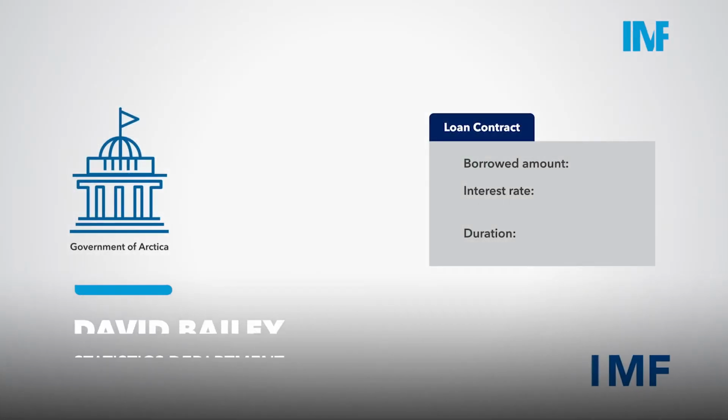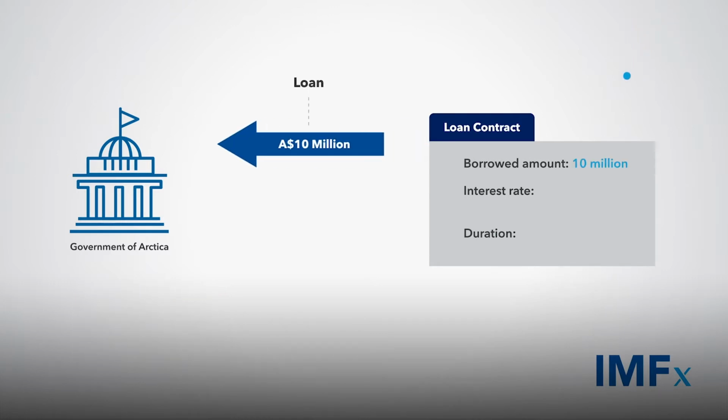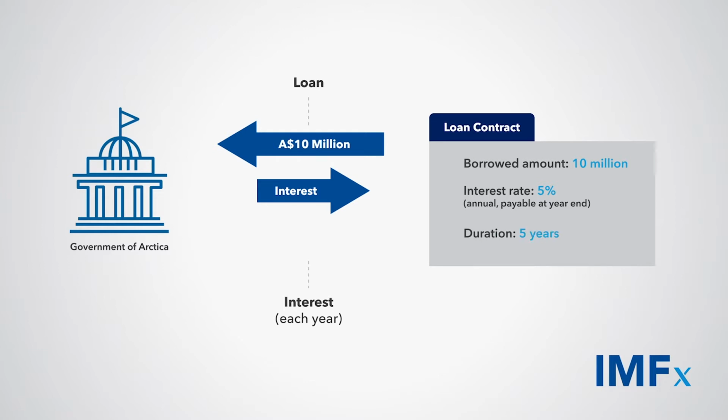Let's start by looking at the interest on a simple loan contract. Assume Arctica's government borrowed 10 million Arctica cubes at an annual interest rate of 5%. The interest is due and paid at the end of each year. The principal will be repaid after 5 years in one lump sum repayment.